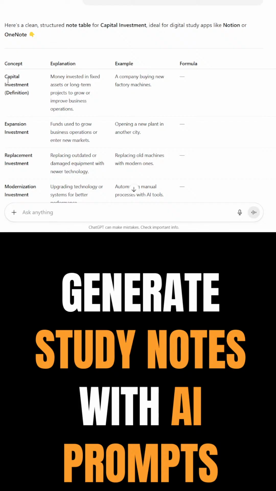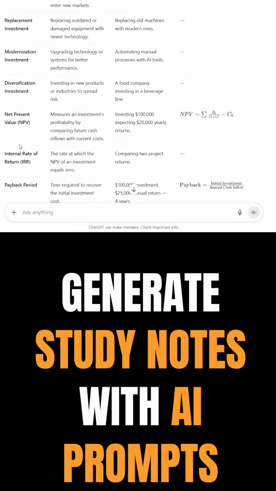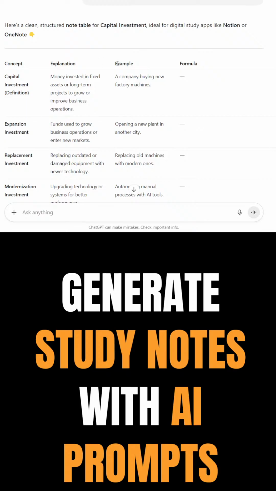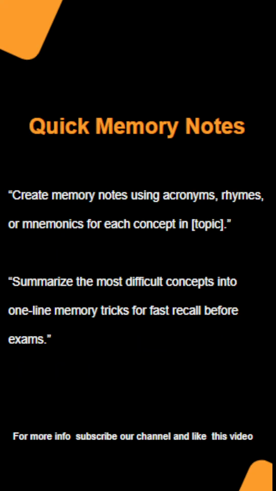That includes concept, explanation, examples, formulas, quick facts. And in concepts, it has given capital investment, expansion investment, replacement investment, modernization investment, diversification. So it has covered most of the topics as well and gives their explanations, examples, formulas, quick facts. So you see how easy it is with prompts to generate your desired results.